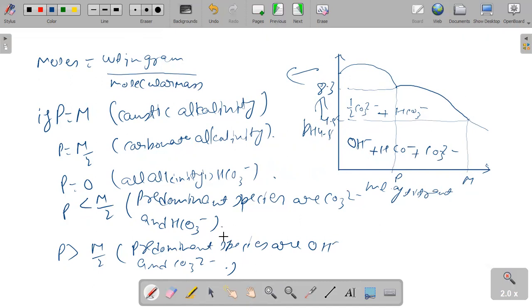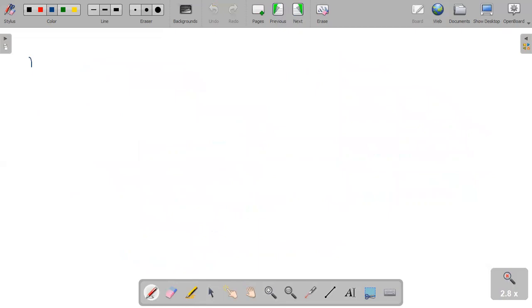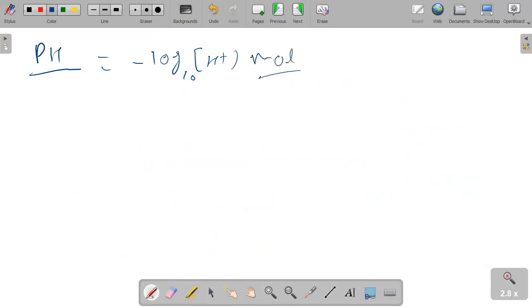Let's move on to the next thing, that is pH. Basically, we all know that pH has a formula: minus log H plus to the base 10, with H plus in mole per liter. From the formula point of view, we have only this much in pH.